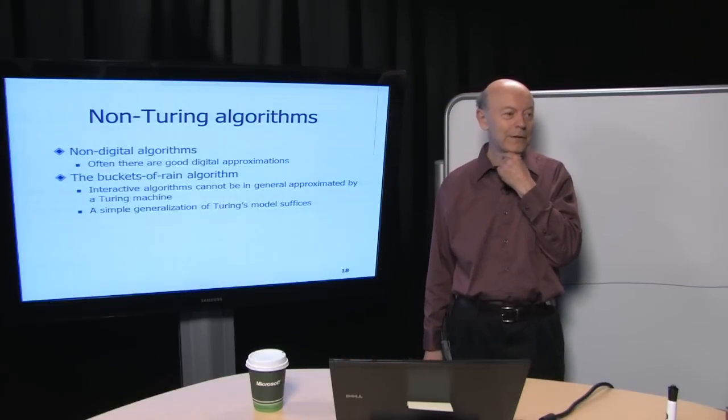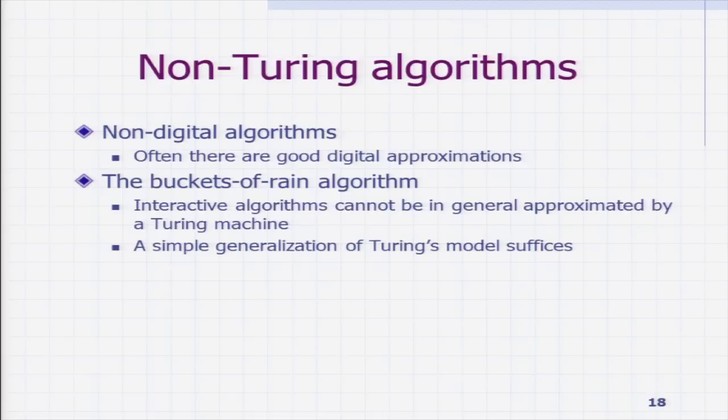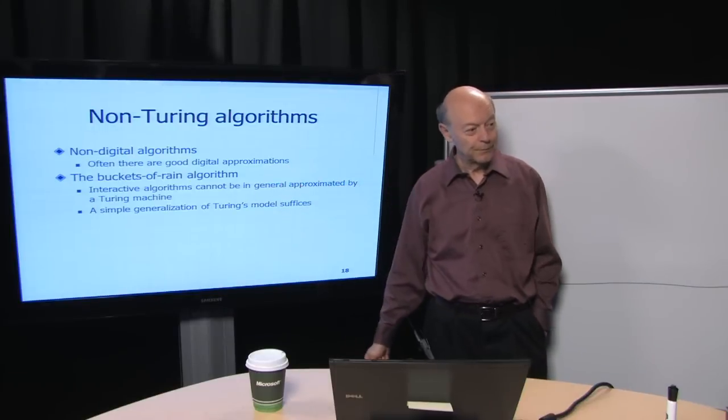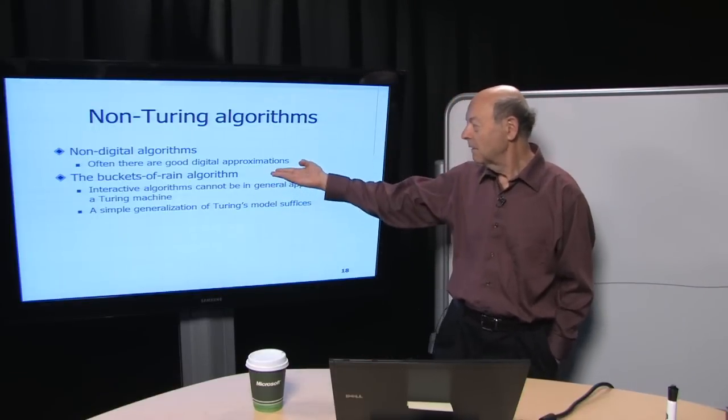So it is common to think about algorithms as something that Turing machines do. That point of view is way too restricted. First of all, there are non-digital algorithms, as we saw. Some of them allow good digital approximations, some don't. Then there are algorithms of a different sort. Let me explain this algorithm.